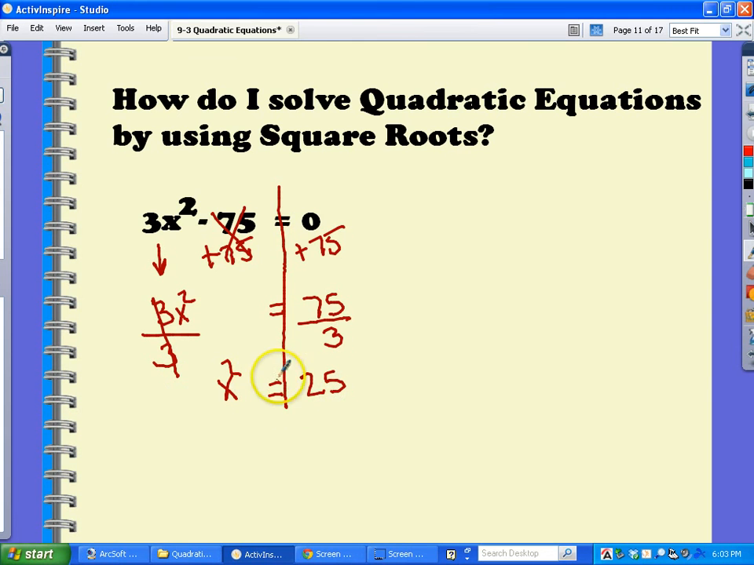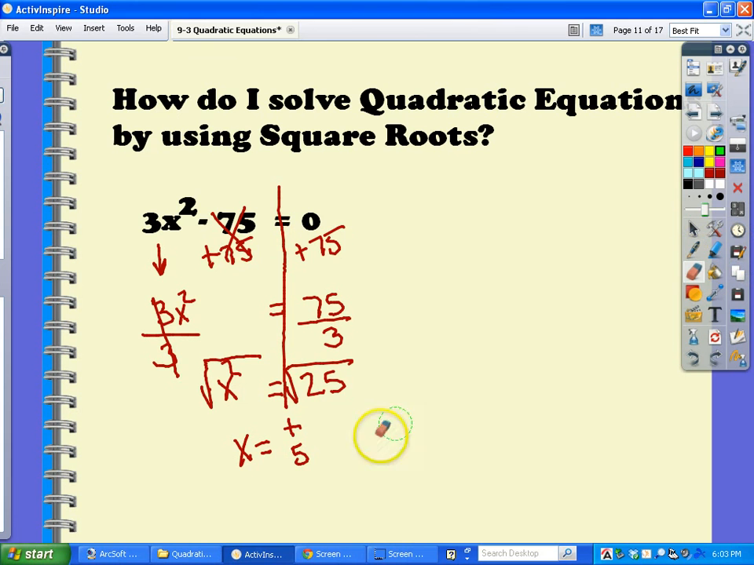Well, I have x squared. I can't stop there, so my solution can't be 25. But what it can be is I take the square root, I go back now, square root, and that gives me x equals, and it can be positive or negative. Oop, let me erase that. Positive or negative 5.